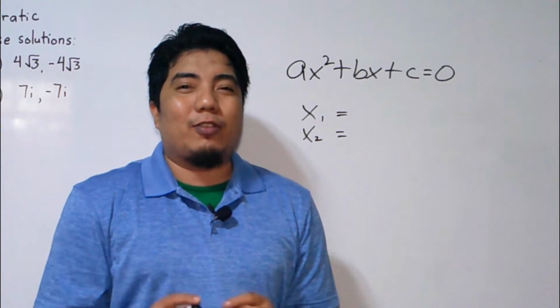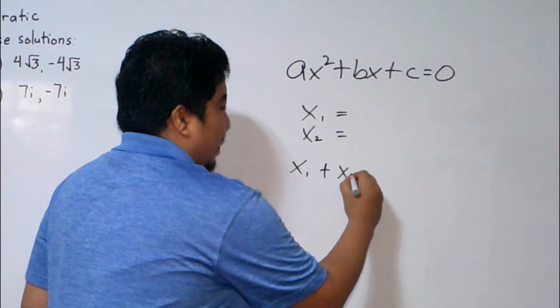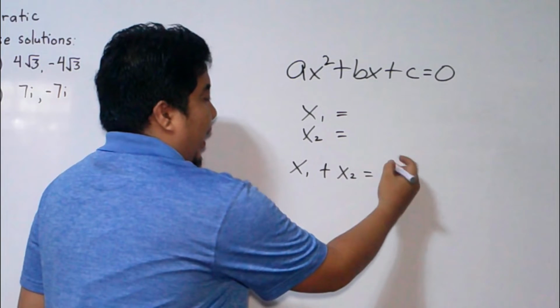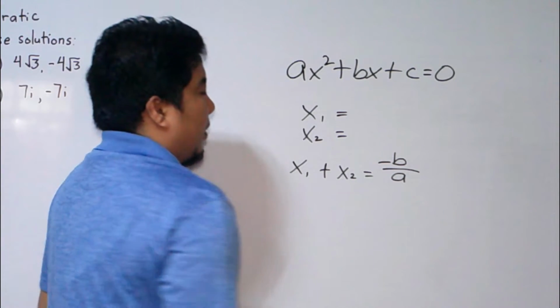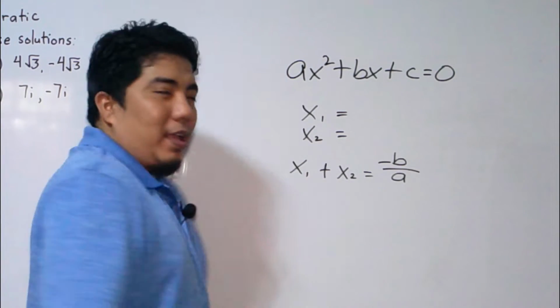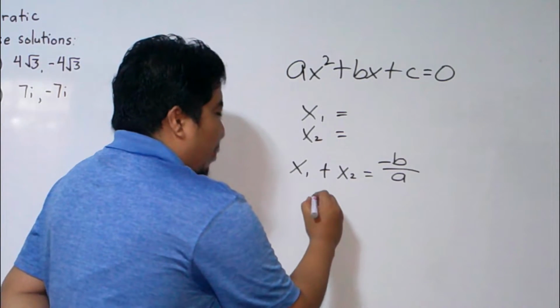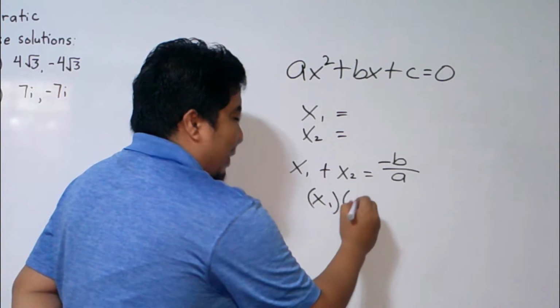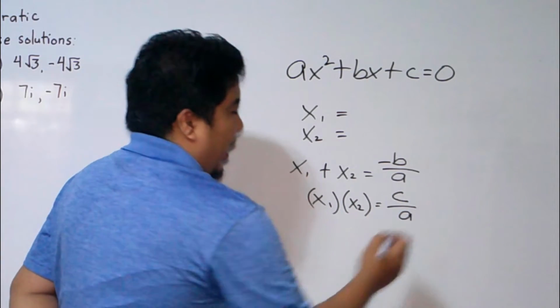First, let's talk about the relationship. If you add the first root to the second root, you will obtain the opposite of the middle term. That is negative b over a. Okay? Later, you will understand what this is. If you multiply the first root by the second root, you will obtain c over a.